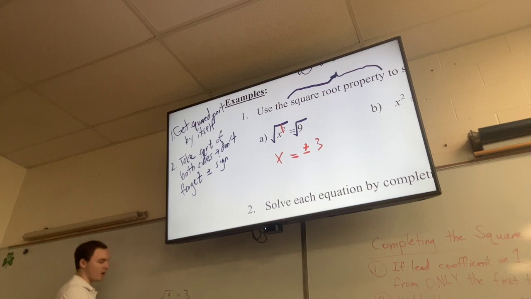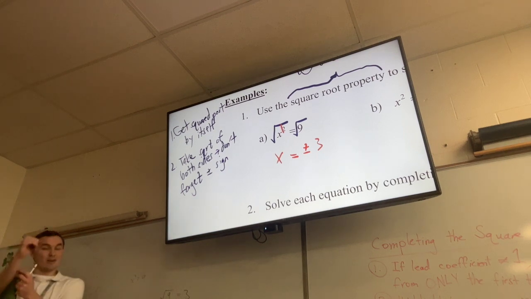Whenever you have to write in your own square root symbol, you've got to do a plus minus, because there are two numbers that satisfy this equation, 3 and negative 3. Really weird distinction. If you didn't follow what I just said, just remember, if you have to write in your own square root symbol, do a plus minus. Otherwise, don't worry about it.